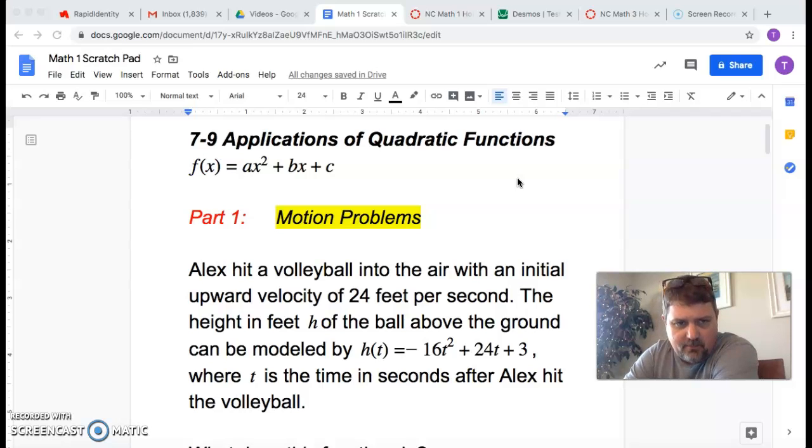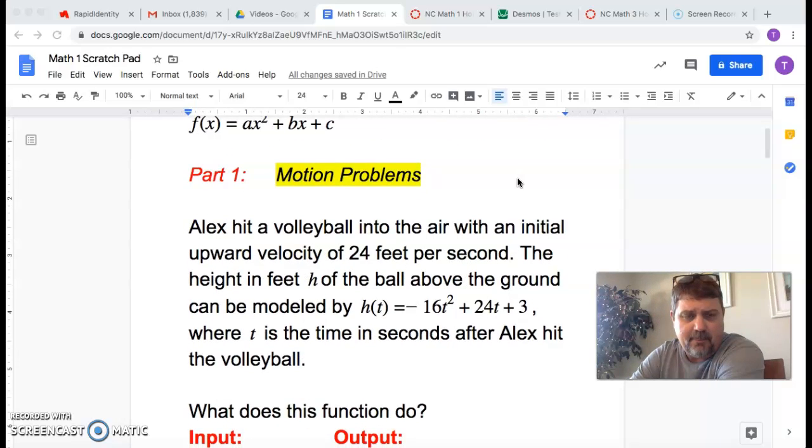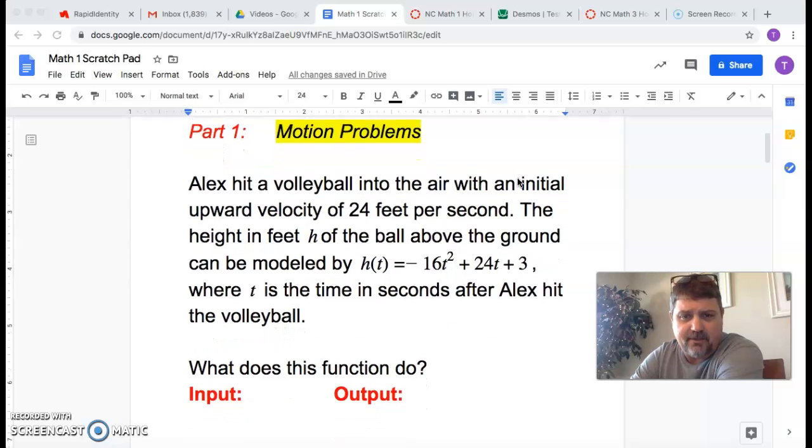One of the applications we run into commonly with these quadratic functions is motion, and a typical problem reads like this one. Alex hit a volleyball into the air with an initial upward velocity of 24. That number sounds like it's going to be part of the problem you're going to use, but it shows up right here. The height of the ball h, the height in feet of the ball above the ground, can be modeled by this function. It gives me a quadratic function.